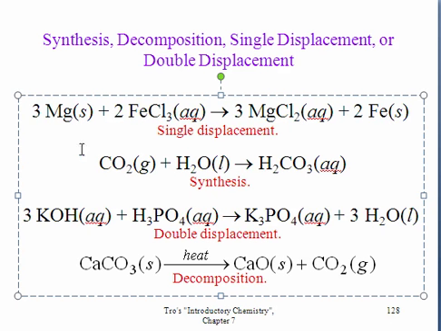So single displacement, one element as a reactant, different element as a product. The other reactant, the other product, ionic compound. Synthesis, two substances form one chemical as a product. Decomposition, one reactant forms two or more products. And then double displacement is when ions switch.